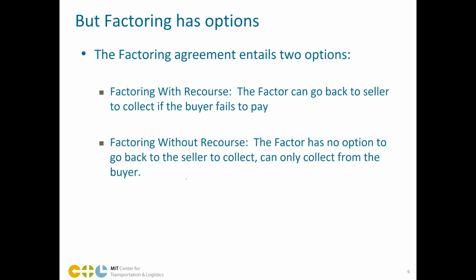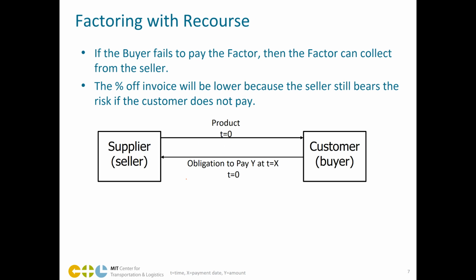But there are a couple of different options. Factoring has two specific options: factoring with recourse and factoring without recourse. It's very simple. In the case of factoring with recourse, the factor can go back to the seller to collect if the buyer fails to pay. And factoring without recourse is the case where the factor has no option to go back to the seller to collect. They can only collect from the buyer.